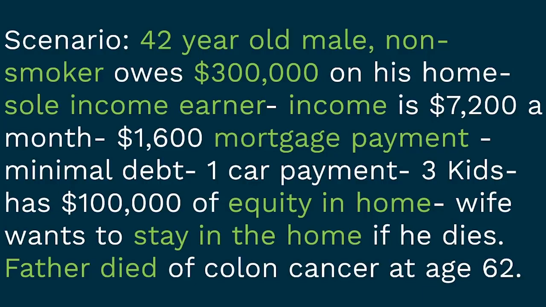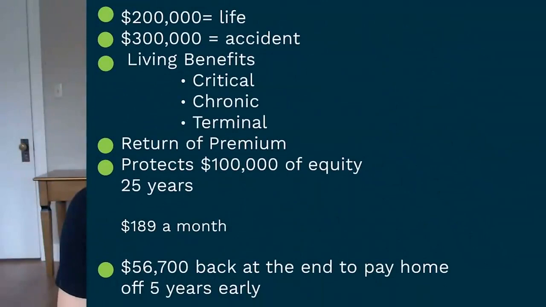His income is $7,200 a month. He's got a $1,600 mortgage payment. He's got minimal debt. He's got 1 car payment. Again, 3 children. He has $100,000 of equity in the home. The wife wants to stay in the home if he dies. His father died of colon cancer at the age of 62. That right there is our scenario.